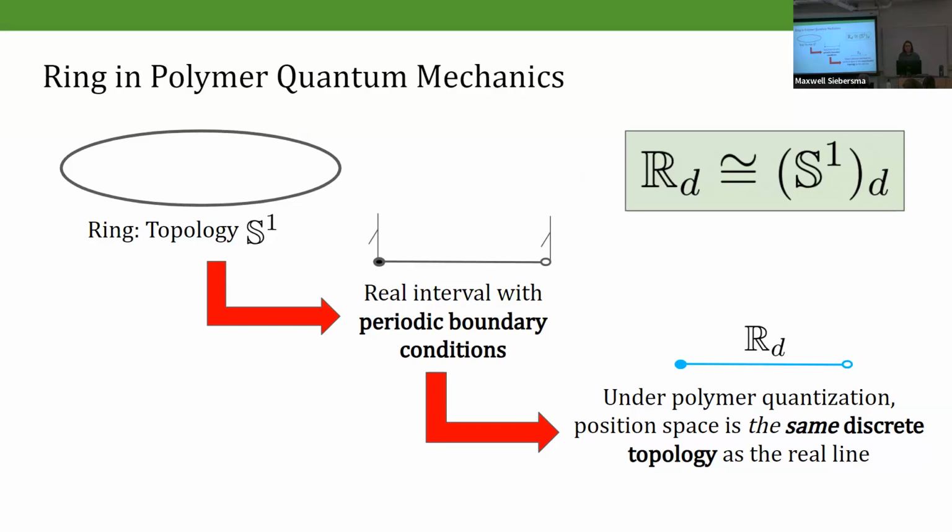But as we go through the process of polymer quantization, we don't change anything about the momentum. So that aspect stays the same. And what we get is also that we find a discrete topology on this interval on the real line. The same discrete topology, in fact, as we find not when looking at the ring, but looking at the entire real line. And that's because both cases have the same cardinality of points, an uncountably infinite number, both have discrete topologies. They're homeomorphic to each other.